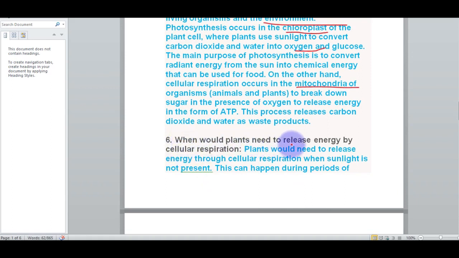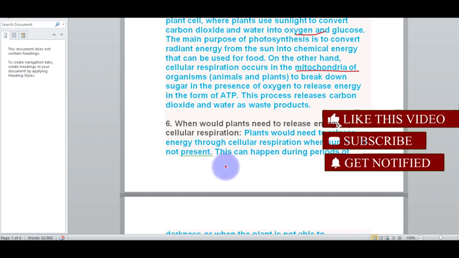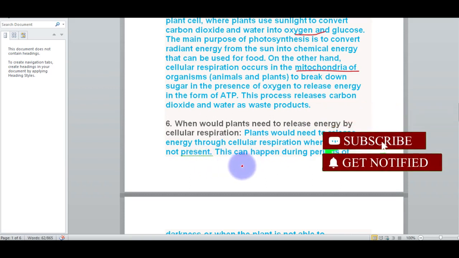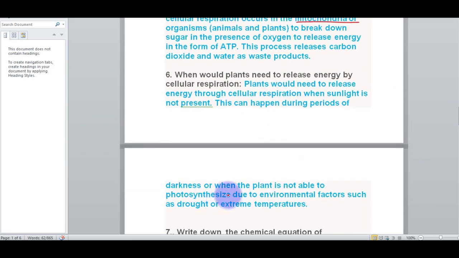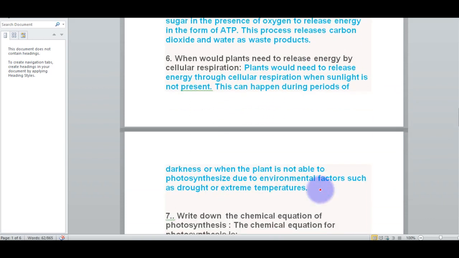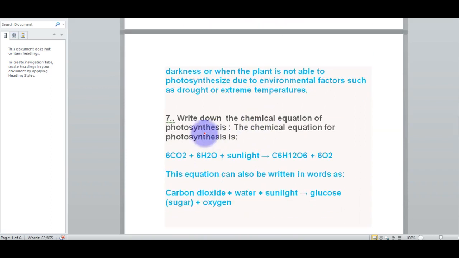So the next question is, when would a plant need to release energy by cellular respiration? The answer: a plant will need to release energy through cellular respiration when sunlight is not present. This mostly happens during the period of darkness, when the plant is not able to photosynthesize.